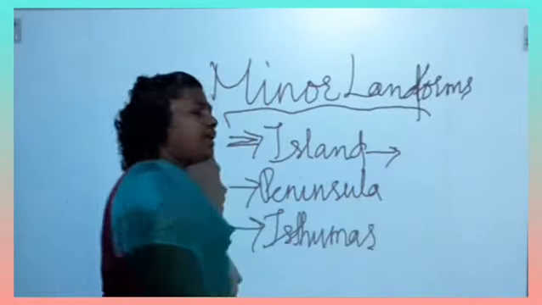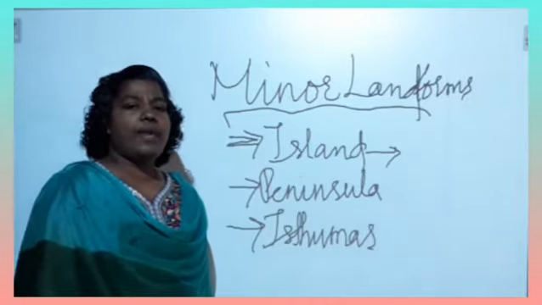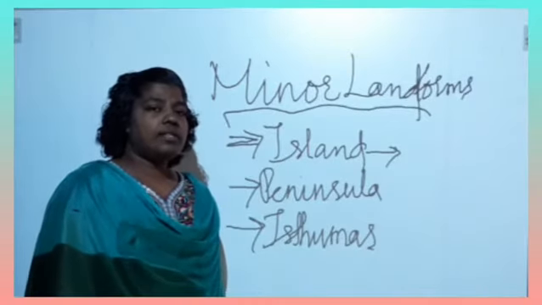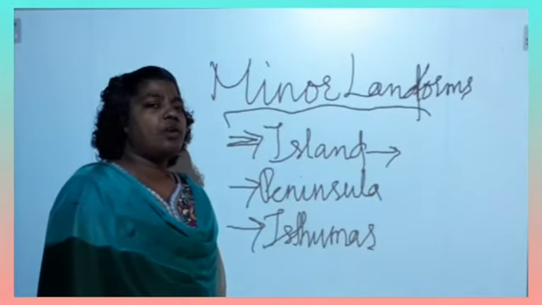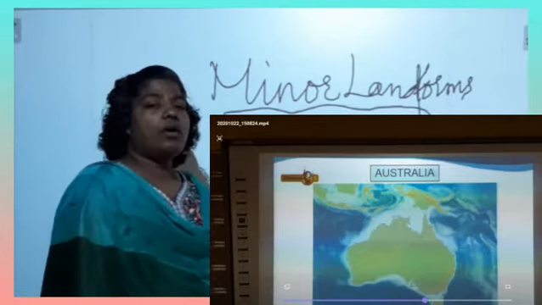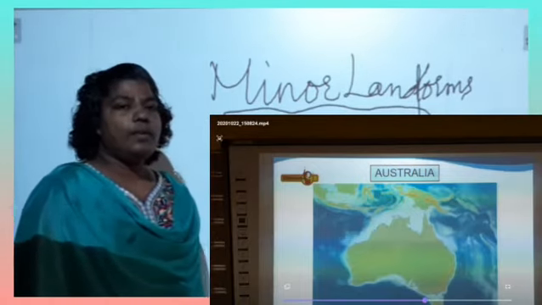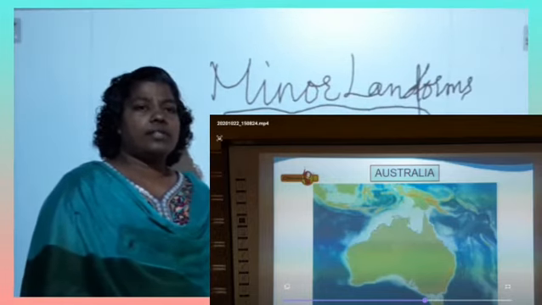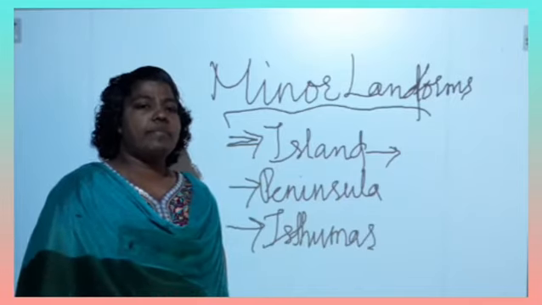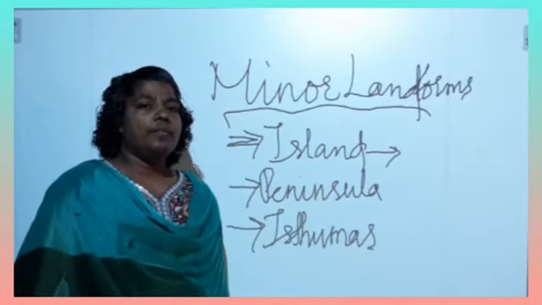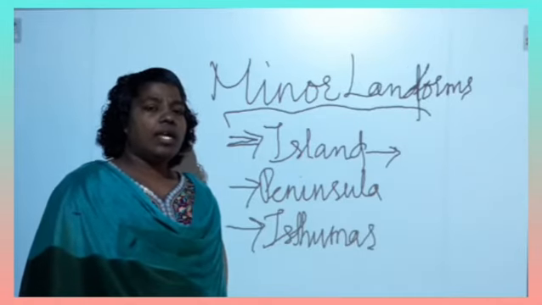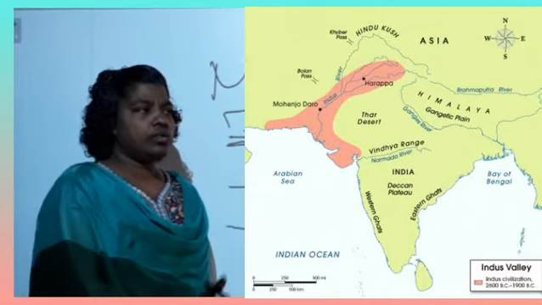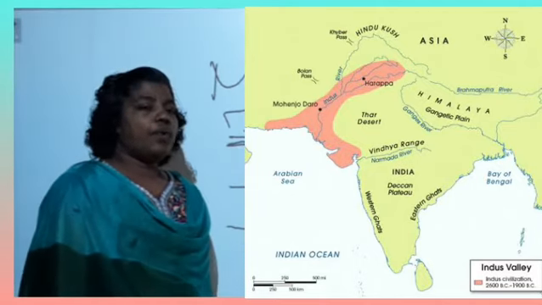What is an island? An island is a piece of land surrounded by water on all sides. For example, we have two islands in the Arabian Sea and in the Bay of Bengal: Lakshadweep Island and Andaman and Nicobar Island. And Sri Lanka, in the south of India, is the biggest island. So these are some of the examples for island.